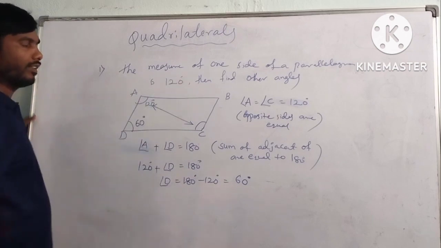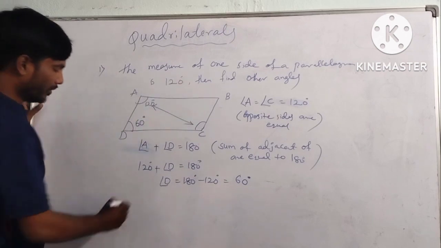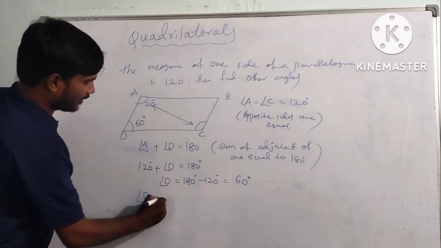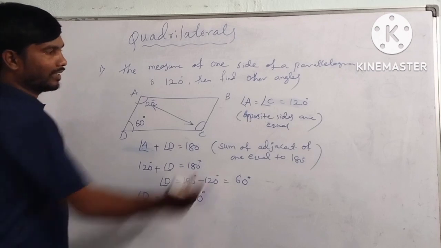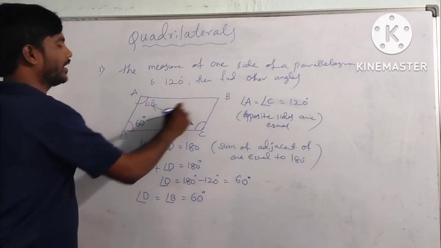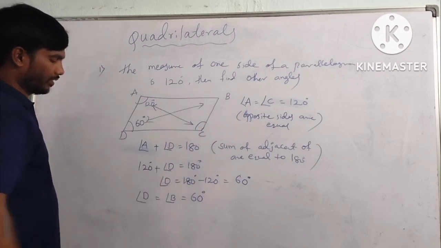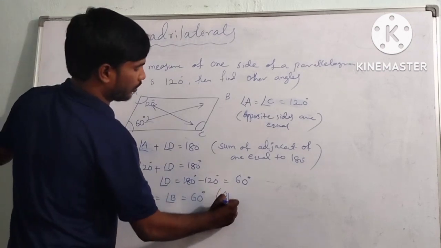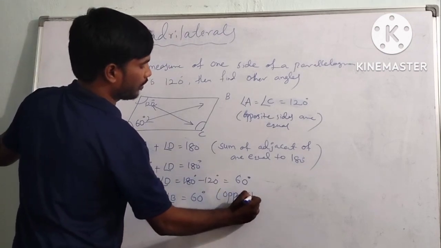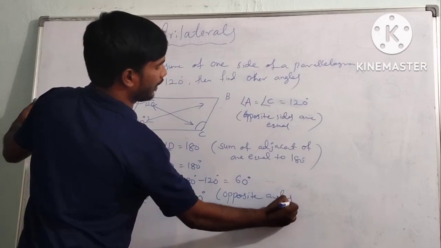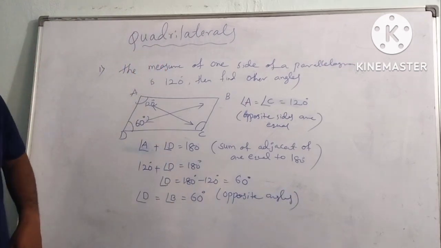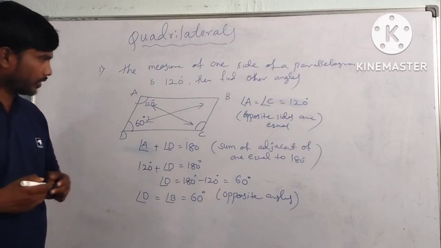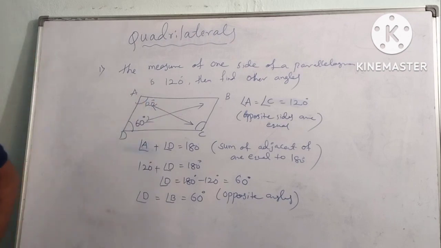Then how will you find the fourth angle? Simple. Angle D is equal to angle B, both of them are equal. Why are they equal? Same property. What is the opposite angle to angle D? B. Those two are opposite angles, so opposite angles are equal. So four angles we found. Next, second problem.